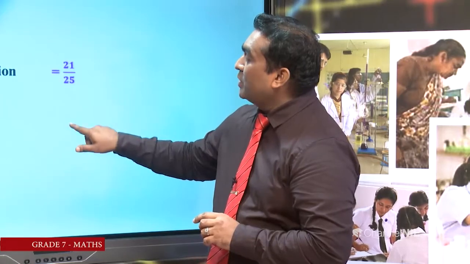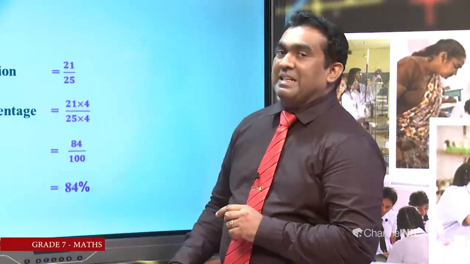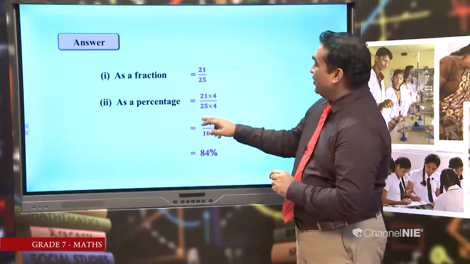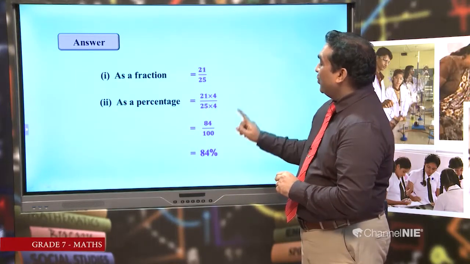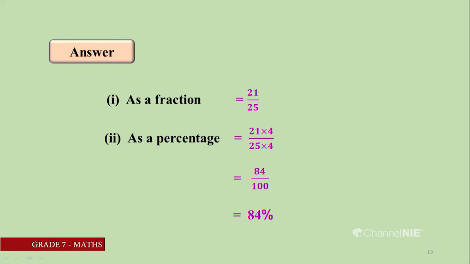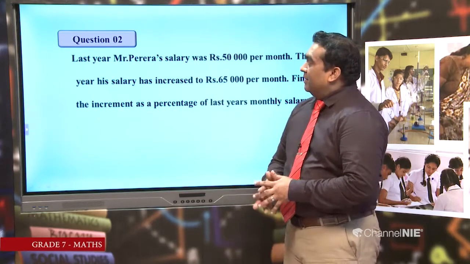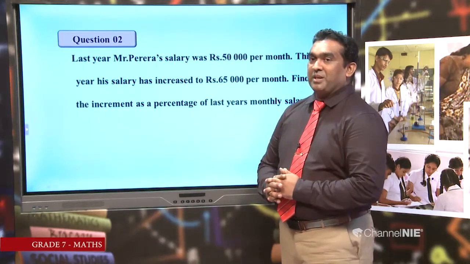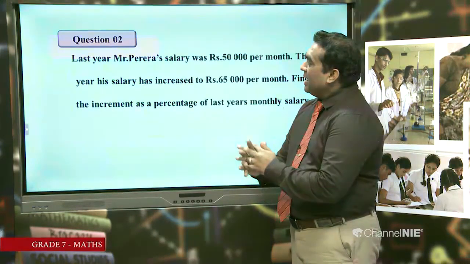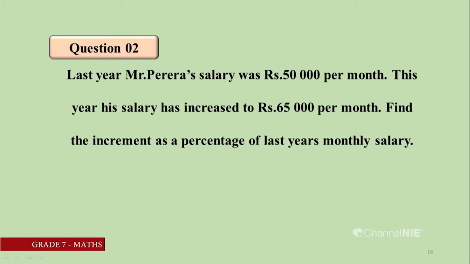Then 21 over 25. Next one, as a percentage, as the usual case, we know that 25 multiplied by 4, 21 multiplied by 4. Here 21 multiplied by 4 is 84, 25 multiplied by 4 is 100. 84 over 100 is 84%. Then question number 2. Last year, Mr. Pereira's salary was 50,000 rupees per month.